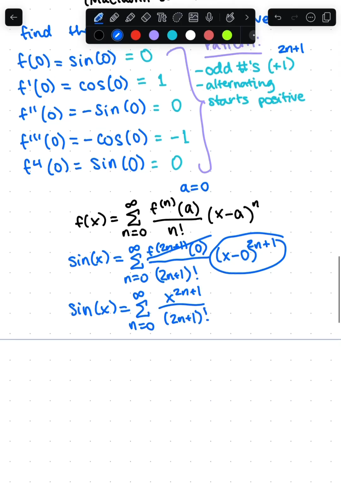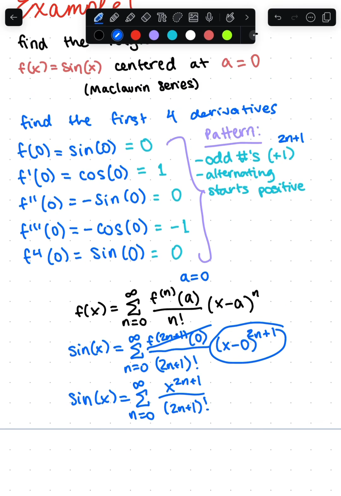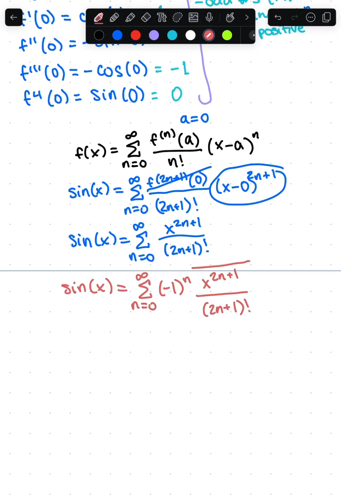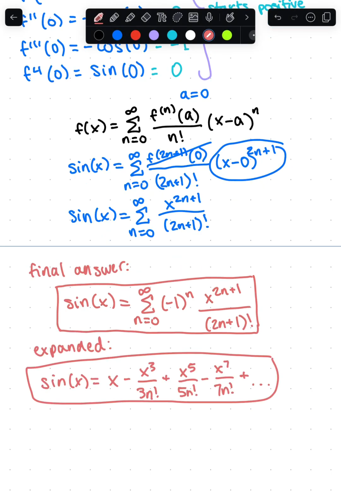And now we are almost there. We are just missing one more part that we need to capture, and it is the alternating signs, starting with the positive sign. So we are simply going to write our -1 to the nth power, and then the rest of the series. And that is our final answer. To save time, I went ahead and wrote out the expanded form of this Taylor series.